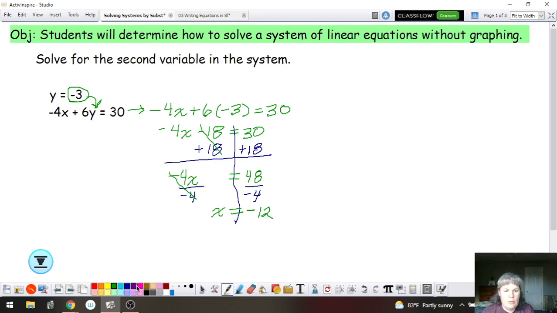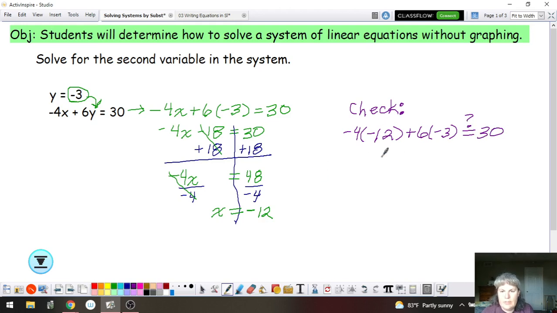And we can check our work. I'm going to use the second equation. We know that y is negative 3, that's given to us, and we're going to check to make sure that x is negative 12. So I do that by replacing x with negative 12 in that second equation. I'm also going to replace y with negative 3 in that second equation and see if I end up with 30.